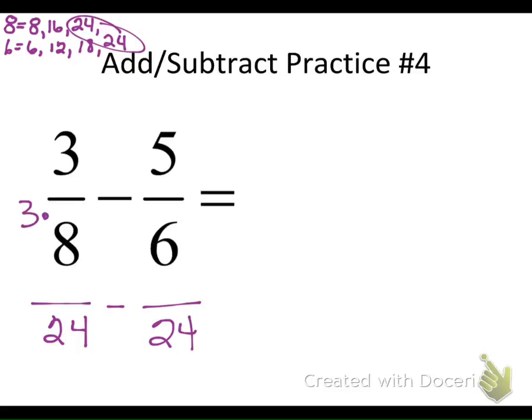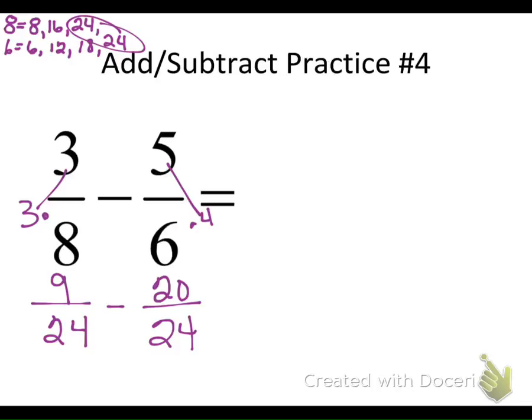Okay, 8 times what got me to 24? So then I have to take my tops. So 3 times 3 is? Okay, so then I go 6 times what got me to 24? So then I had to multiply my top numbers. 5 times 4 gets me to? Okay, can I take 9 minus 20? No. Because right now we're going to subtract our numerator. So ignore the fraction part.